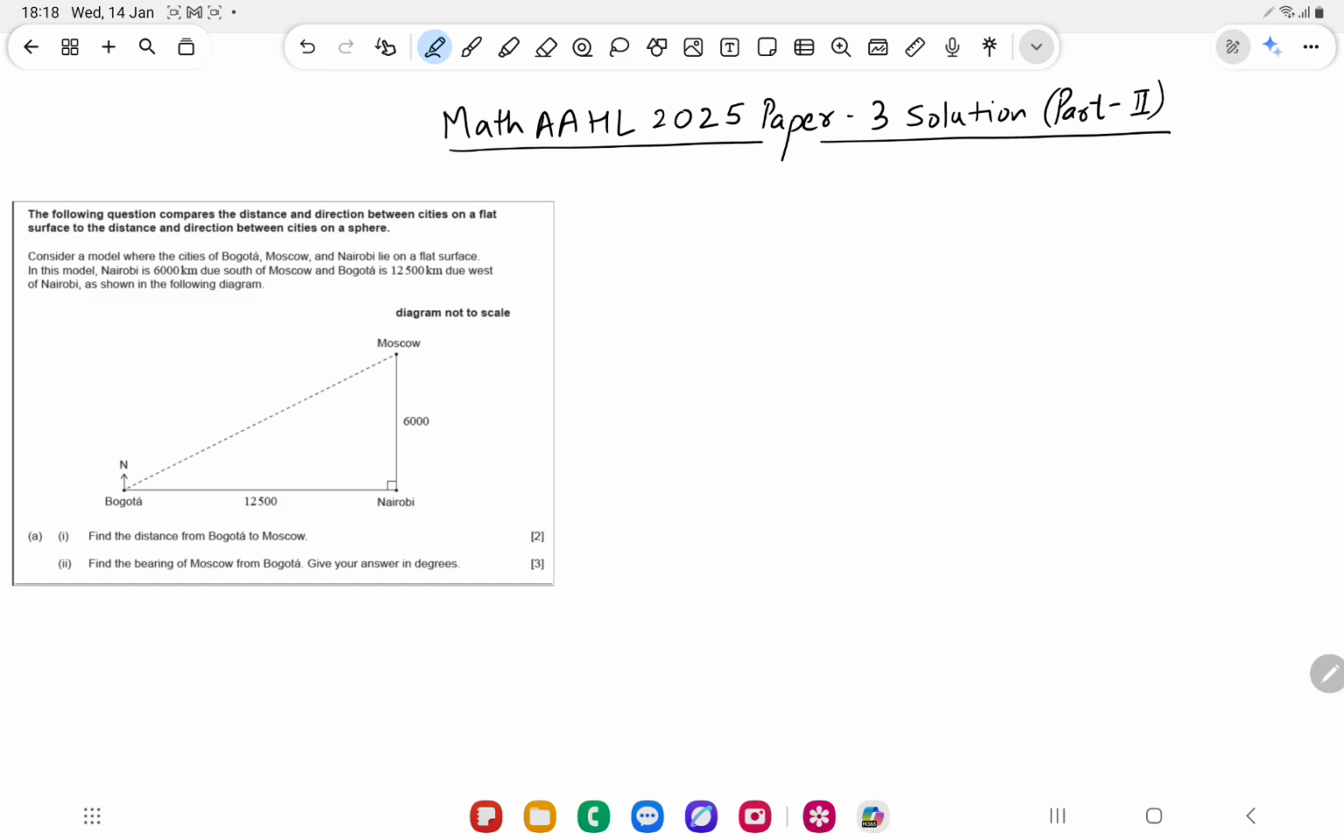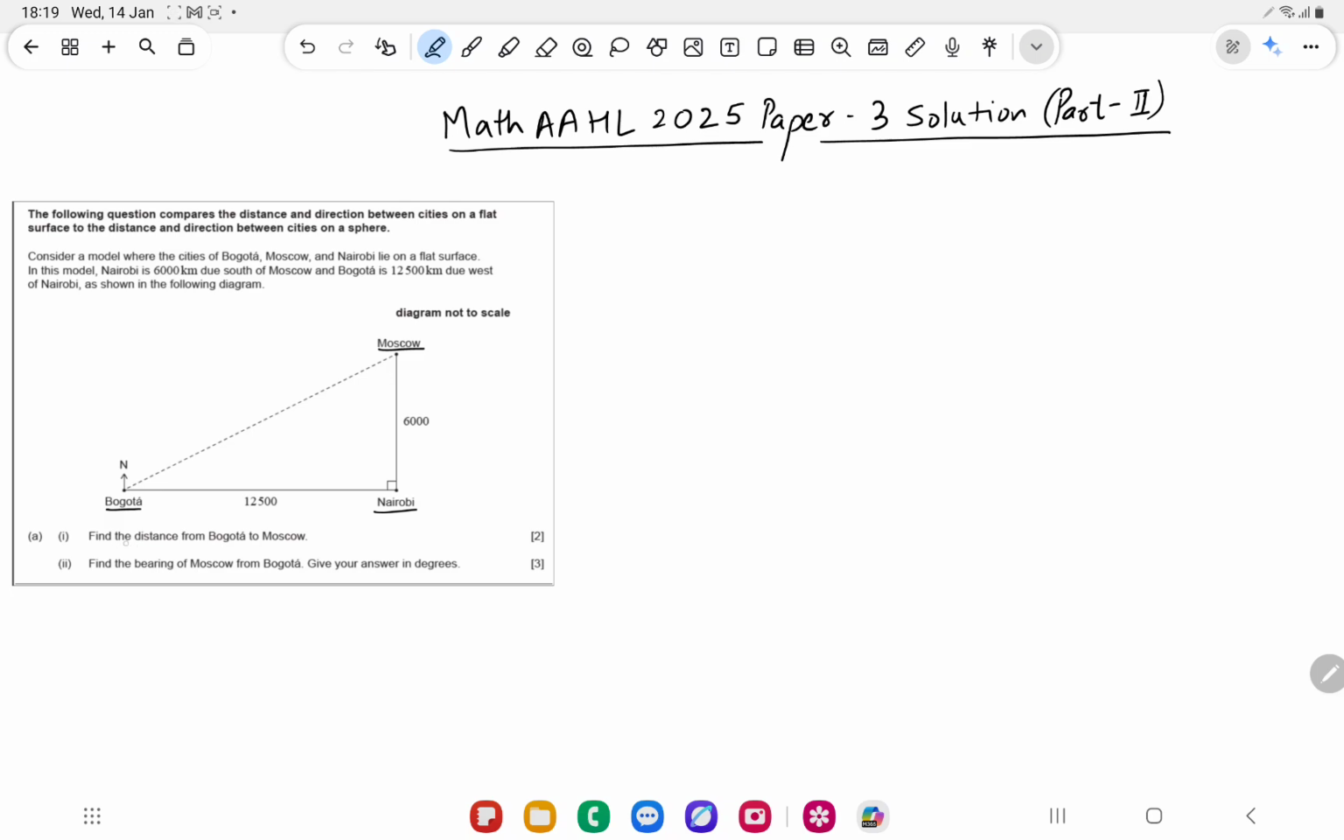So in today's video, I am solving the 2025 Paper 3 solution. This is my part 2. So this was the second question given. Now let's see. It says consider the model where the cities of Bogota, Moscow and Nairobi lie on a flat surface. You can see these three cities over here.